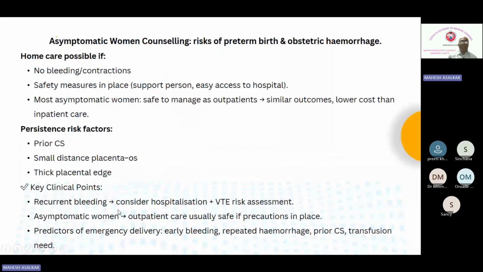Now if you have asymptomatic women, we need to counsel them regarding the risk of preterm birth and obstetric hemorrhage, and home care is feasible in this case, provided they understand that they need to report to the hospital as early as possible. The persistent risk factors are prior cesarean section, small distance from placenta to os, and thick placental edge. These are also risk factors for hemorrhage. If it is recurrent bleeding, consider hospitalization and VTE assessment. If it is asymptomatic, outpatient care is sufficient.